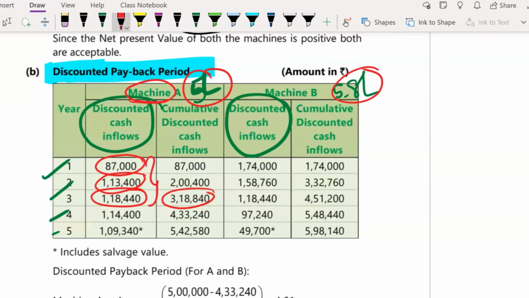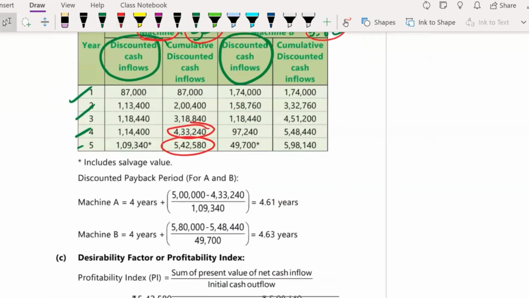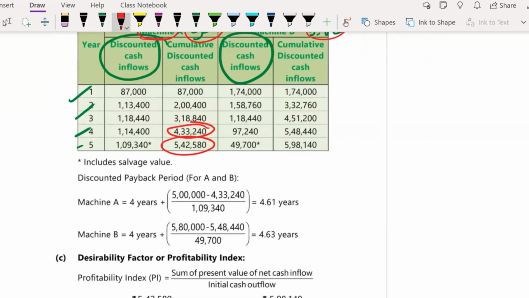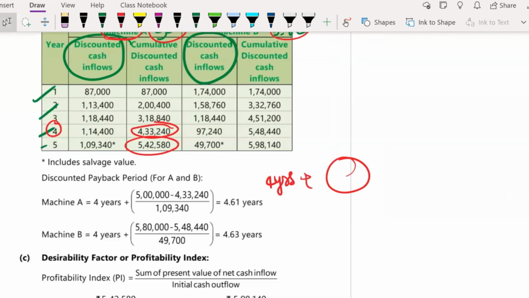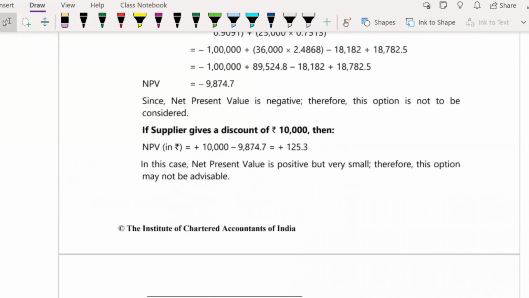So if you go on like this, you get to know that 5 lakh lies between year 4 and year 5. So you will be able to recover your 5 lakh rupees between year 4 and year 5. Okay, so here you have to find the payback period. You know it is 4 years, so it will be 4 years plus some amount of time. That will give you your 5 lakh rupees. How much more amount do you need in year 4? Oh, 1 minute.